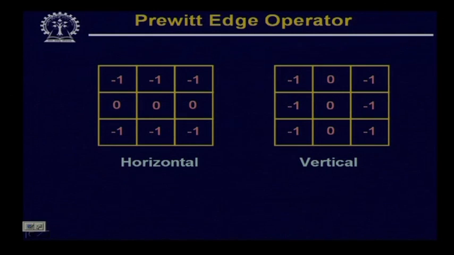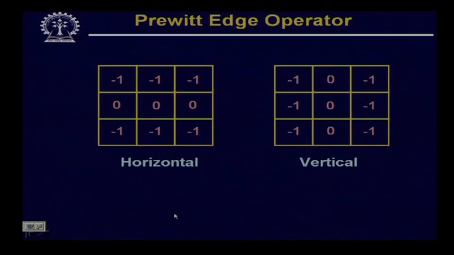So, using these two masks, by passing them over the intensity image, we can find out the g x and g y components at different locations in the image. Once we compute g x and g y, we can find out the strength of an edge at that particular location and the direction of the edge at that location.